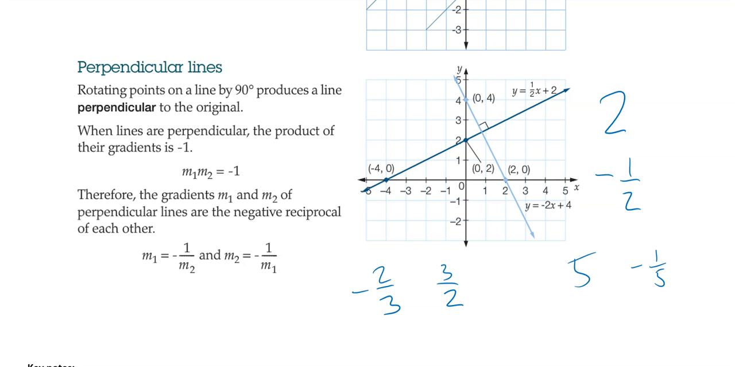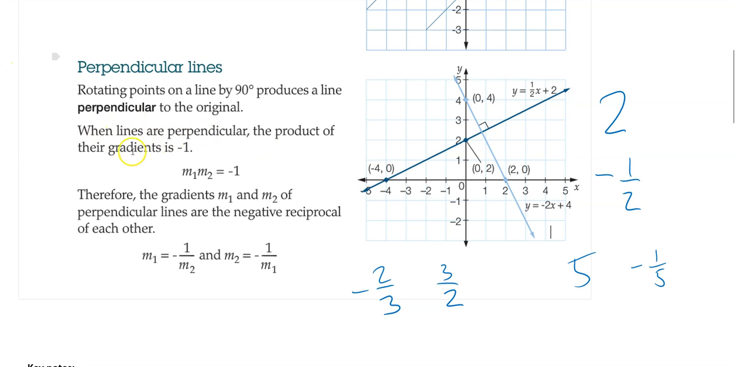Perpendicular lines, the gradients are flipped, and then the polarity is changed, the sign is changed. So if it's positive, it becomes negative. If it's negative, it becomes positive. And if it's a whole number, then it's going to be 1 on that number. And if it's a fraction, it's just the fraction flipped upside down. Whereas parallel lines, always the same gradient. And that's it. So the key things to keep note of there.